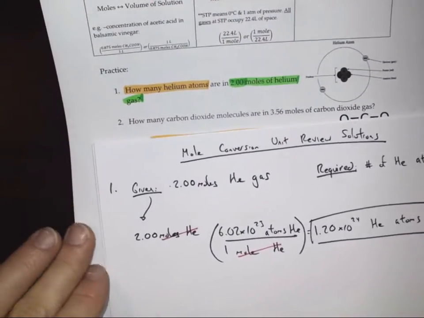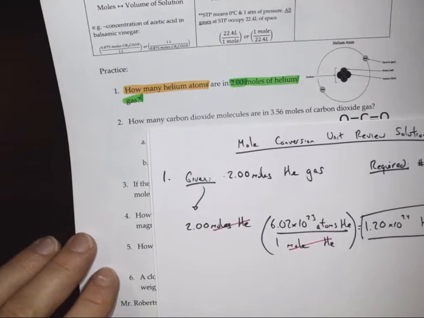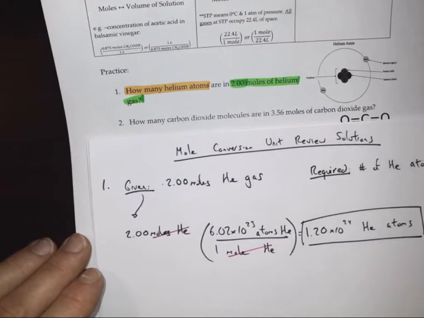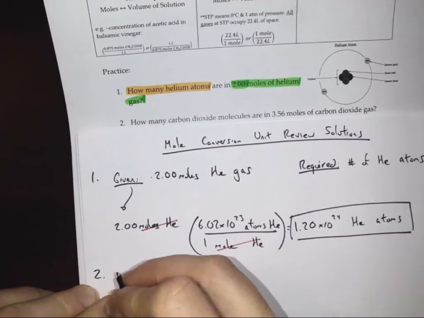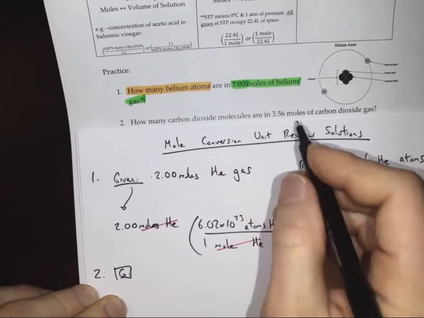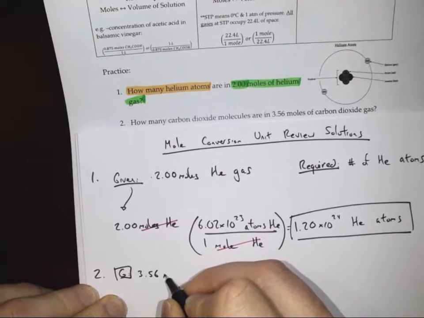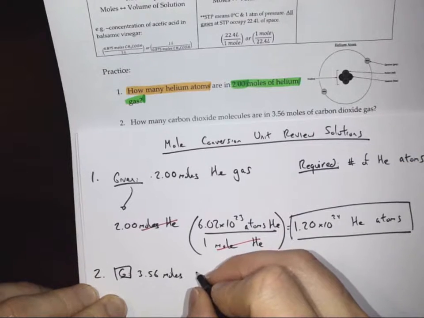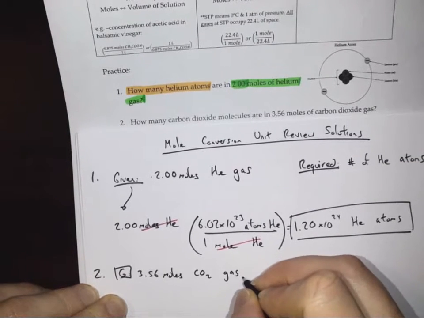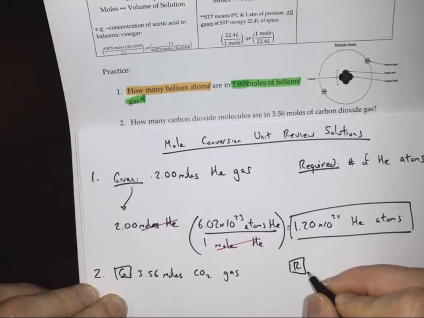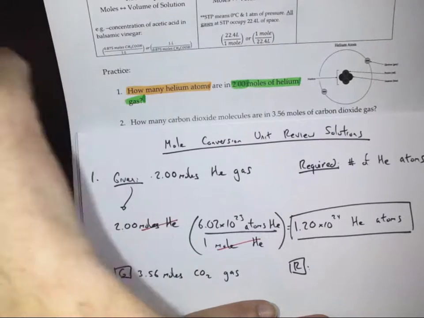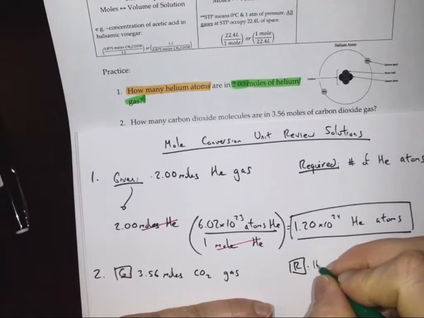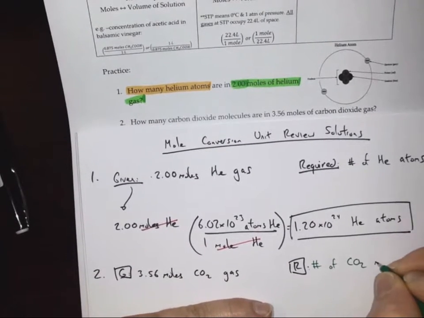So this question is actually kind of a 3-parter, and we're going to get to those second 2 parts in a bit, but we'll just start with the first part here. So first, our G, the thing we're given in this case, is 3.56 moles of carbon dioxide gas. And our required value is the number of carbon dioxide molecules. So that's the number of CO2 molecules. Okay.